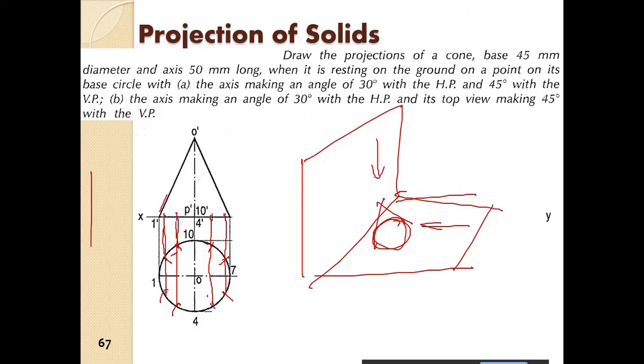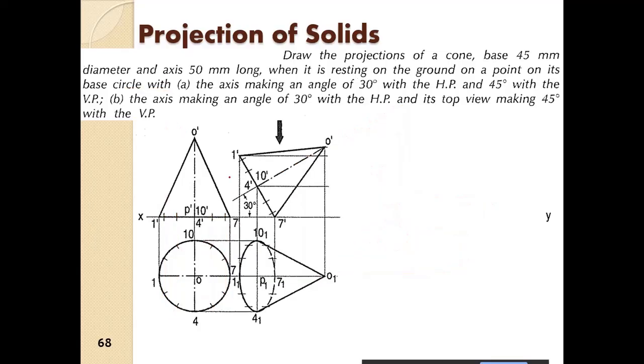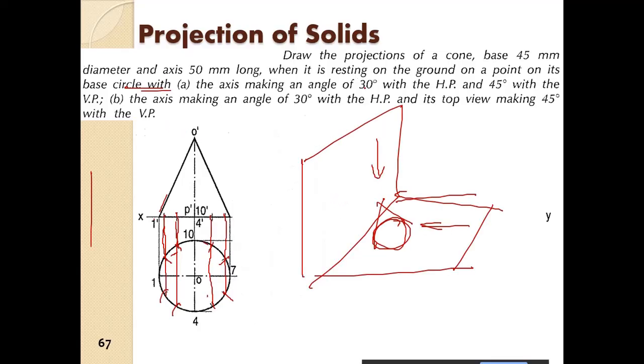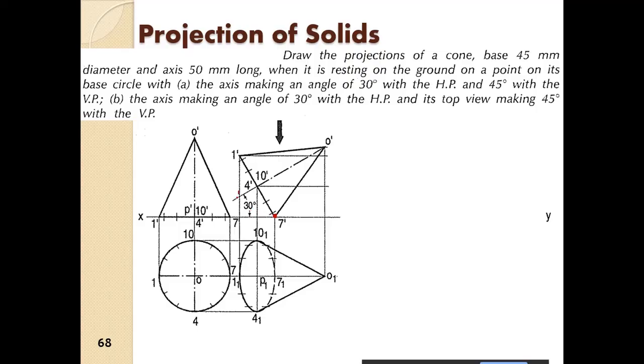Alright, the cone is resting on the ground, on a point on its base circle. So it is resting on the ground on the base circle here. And the axis is making an angle of 30° with the HP. So first let us consider this 30° with the HP. What we have to do is rotate this so that it is making an angle of 30° to the HP. Once you construct this, all of these points have to be shifted here so that we can project projectors from there.